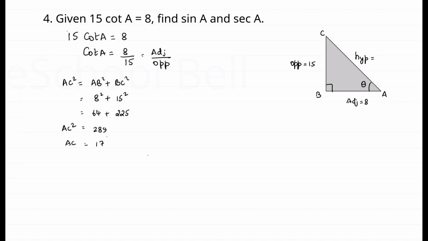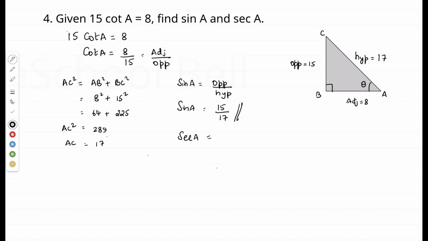So now we found the third side. Now just have to substitute the values. That's it. Then we get the answer. So they asked us to find sin A. Sin A is equal to opposite by hypotenuse. That equals opposite is 15 and hypotenuse is 17. That is sin A.